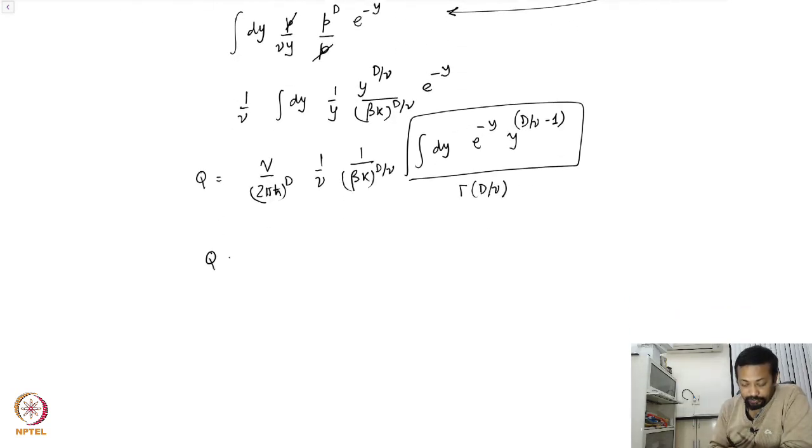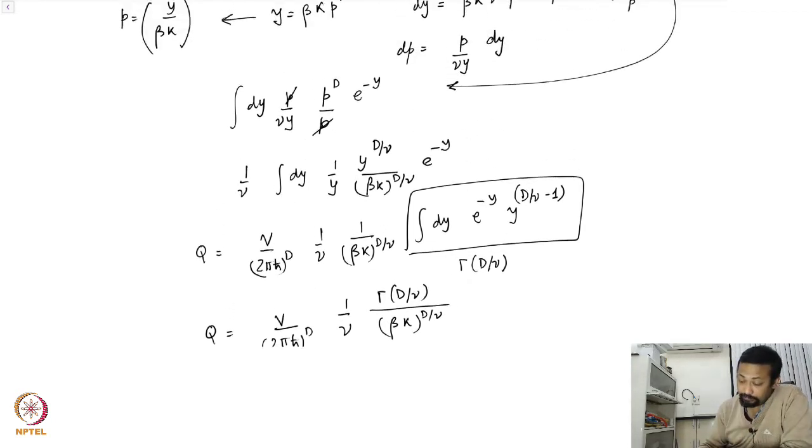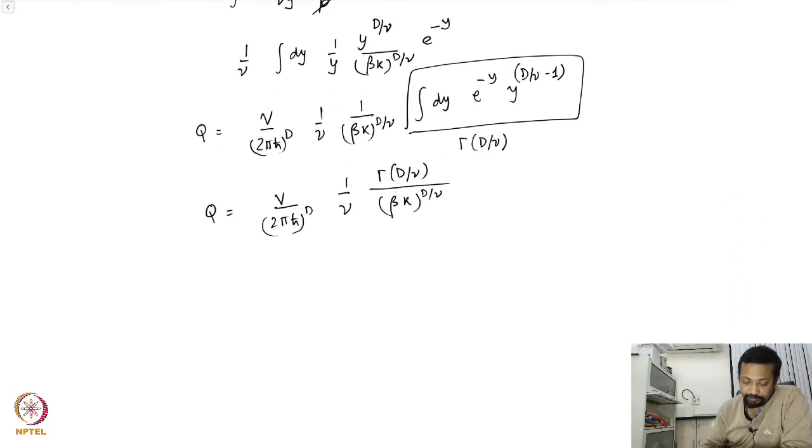So now you see that I have solved the problem. I have 1 by nu gamma of d by nu over (beta kappa) to the d over nu. There is one mistake. I think I have forgotten a gamma d by 2 factor, 1 over gamma d by 2. Right?